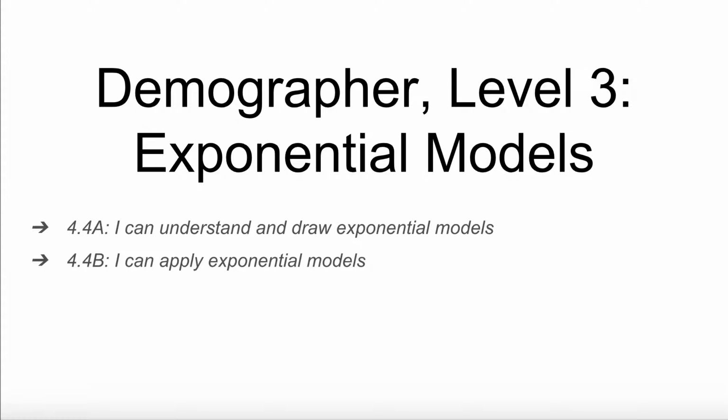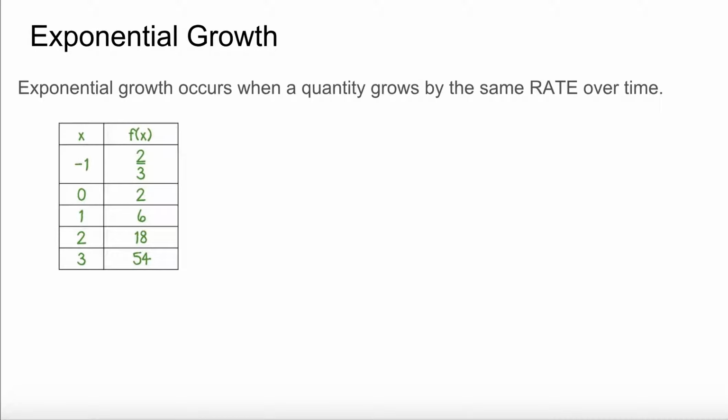So let me start just by talking about exponential growth. We've talked about linear growth. What's exponential growth? Well, exponential growth occurs when a quantity grows by the same rate over time. So in linear growth, we were adding or subtracting. Here, when we talk about exponential growth, we are multiplying or dividing.